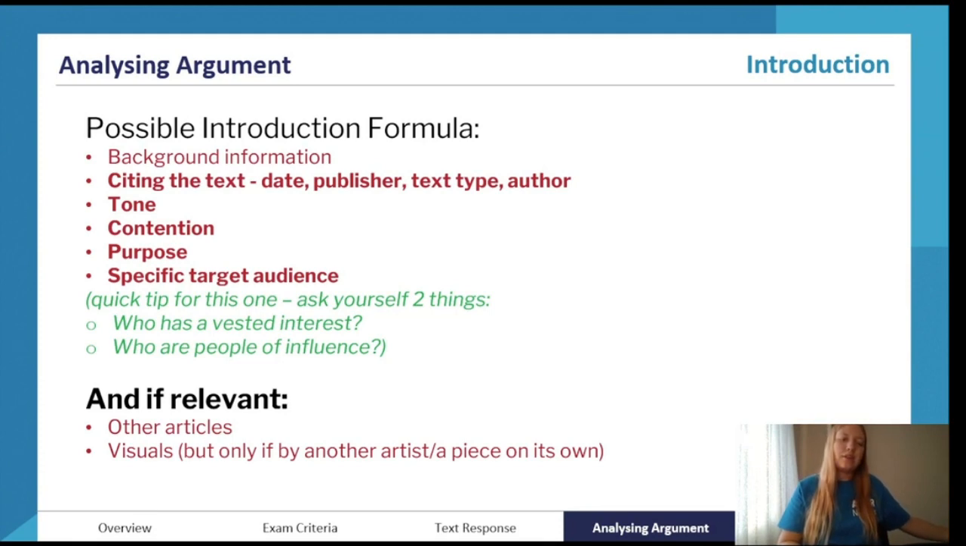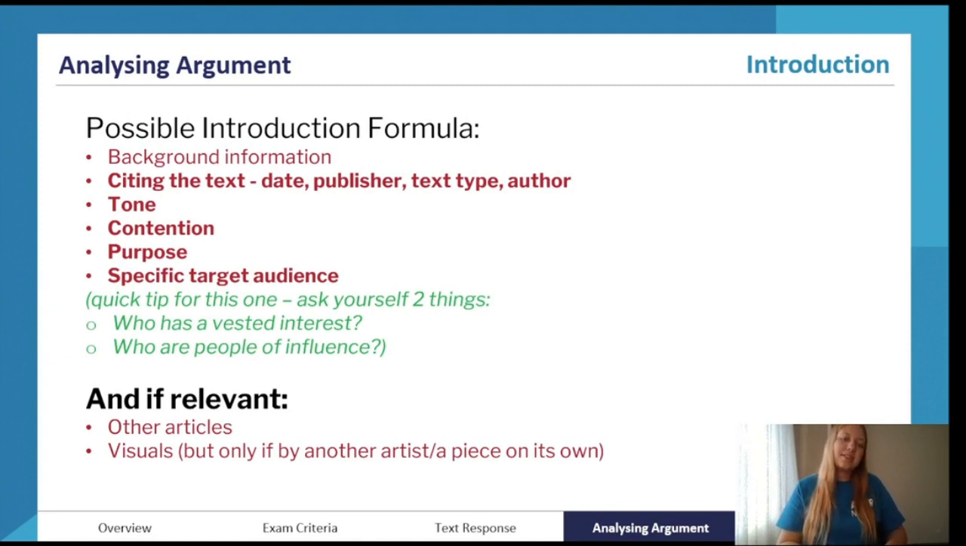So if there's another article, bring it in. Again, you will have to cite the text, so it will have a different date, publisher, text type, author. Then state how the tone is different and what the different contention is. Even if it's very similar, there should be nuances in meaning where you can find some differences, and you should state what it aims to do, the purpose. The audience may be the same, and you may not have to mention it again. If it's different, address that as well.